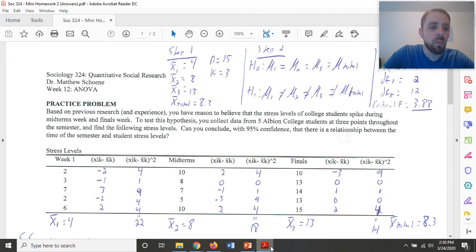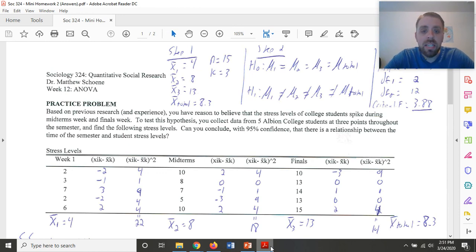So here was the problem that we were presented with. Based on previous research and perhaps our own experience, we have reason to believe that stress levels of college students will spike during both midterms week and finals week. So to test this hypothesis, we have collected longitudinal data from 5 college students at 3 different points in the semester, and we have asked them to quantify their stress levels. So let's think about this on a scale from, say, 0 to 15. Lower values correspond to lower levels of stress, and higher values correspond to higher levels of stress.